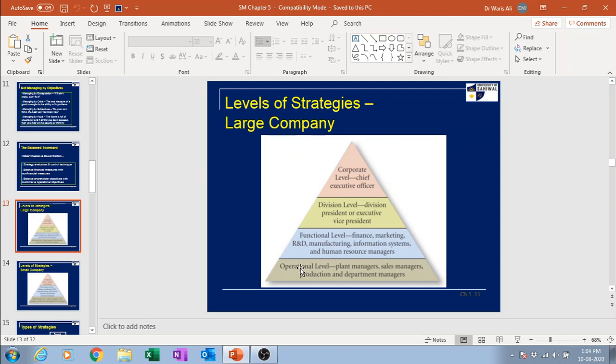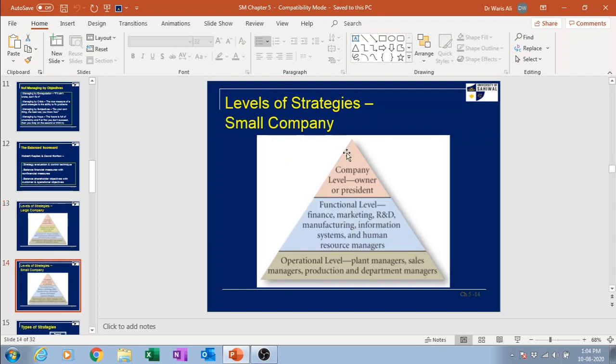A large organization might have four levels, and a small organization just three levels: company level, functional level, and operational level. Company level might be owner and president in the case of a small organization, and functional level might be research and development, marketing department, information department, human resource, operation department.